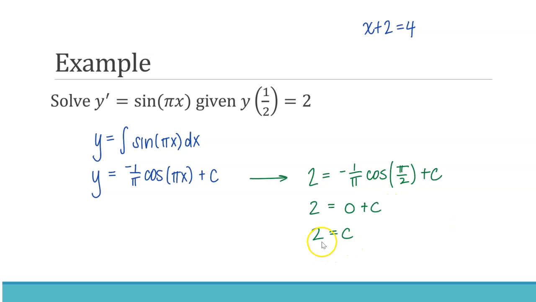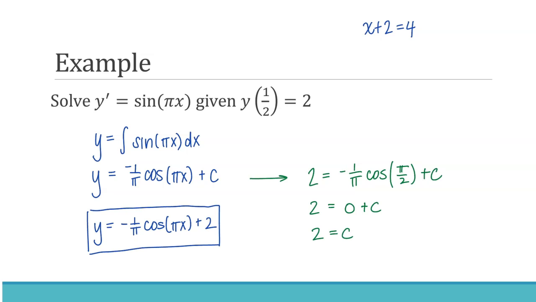Now the answer is not 2 to this differential equation. The answer is substituting the 2 back into the equation for y to find a particular solution that satisfies the initial condition. So negative 1 over pi cosine of pi x plus 2. This is my solution to this differential equation with an initial condition, also called an initial value problem.